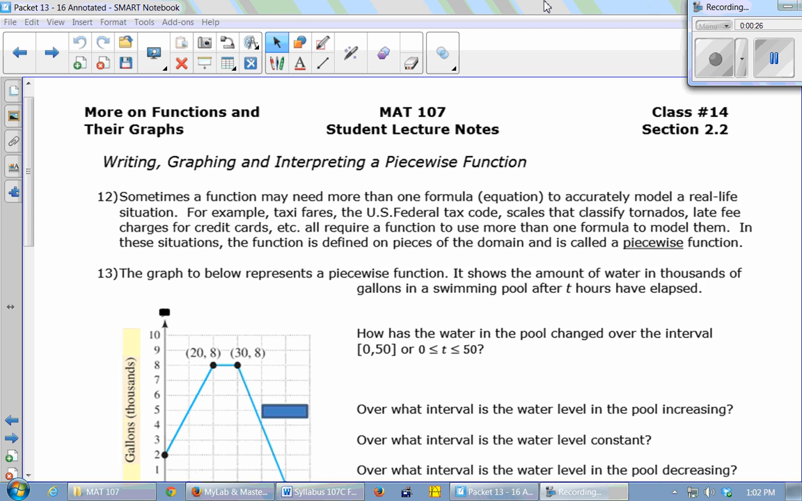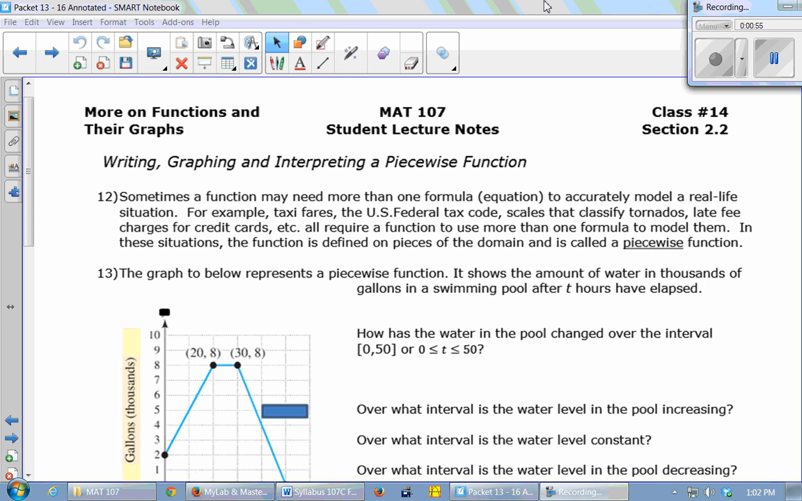The U.S. federal tax code, right? You get charged a certain percentage of your income when you make below, I think it's $3,000, and then between 3,000 and some other amount, I don't know what the cutoffs are, you get charged a different amount. So we need different formulas for different incomes to determine what you owe for taxes.